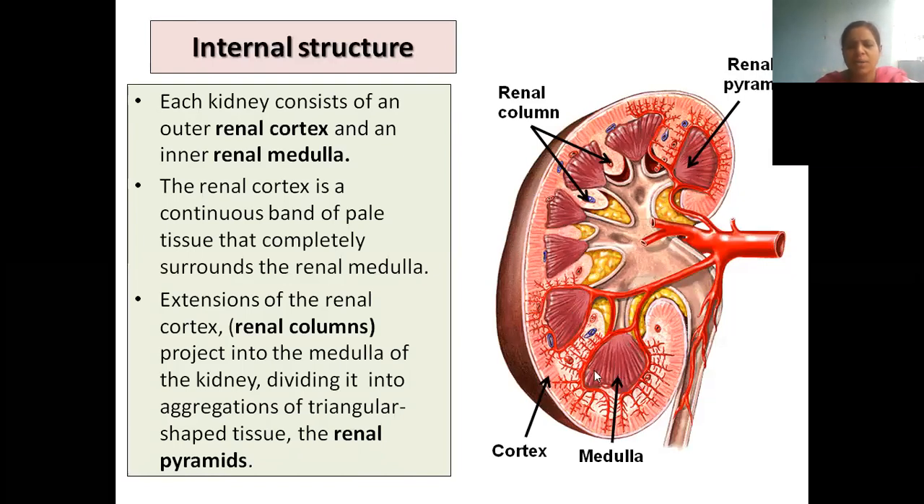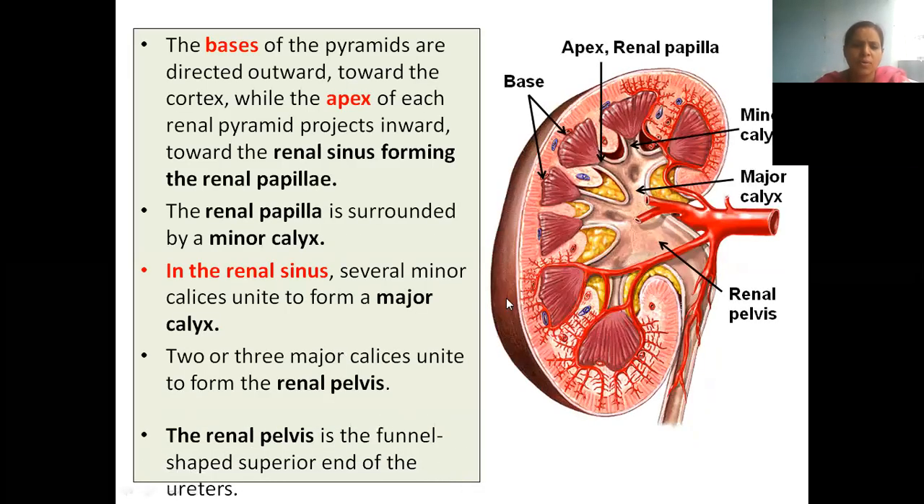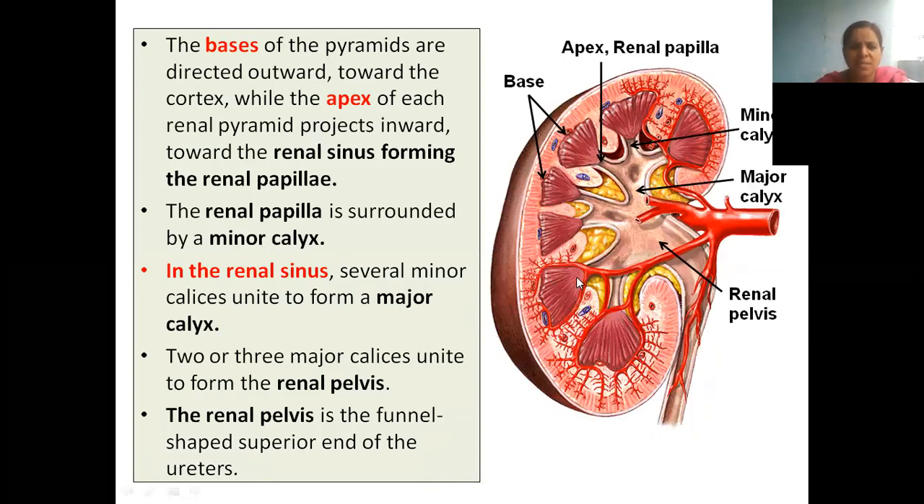Then when you see the internal structure, the cut section of the kidney, the outer area is the cortex and the inner area is the medulla. In the medulla region, we have these cut sections like triangles, which are called renal pyramids. In the renal pyramids, this is the base and this is the apex. All these lines are called calyces. All the minor calyces unite to form the major calyx. The major calyx unites to form the pelvis, which continues as the ureter. So renal pyramids have a base and apex.